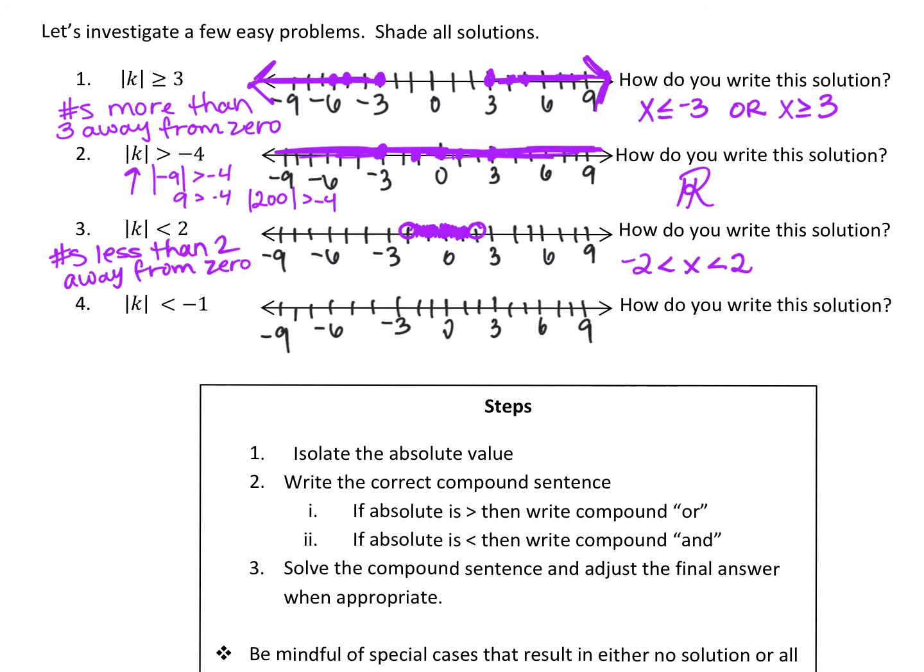Now can we find a number that we could plug into the absolute value of k that would give us a number less than -1? No. Because they always come out positive, right? So if I have the absolute value less than a negative, what's my solution? It's no solution. And my number line is empty.